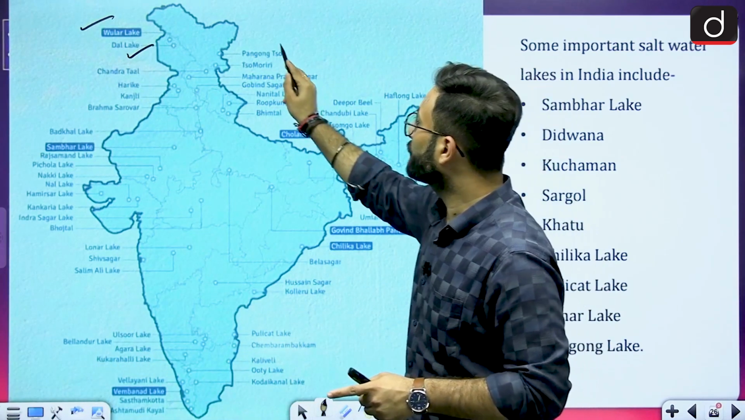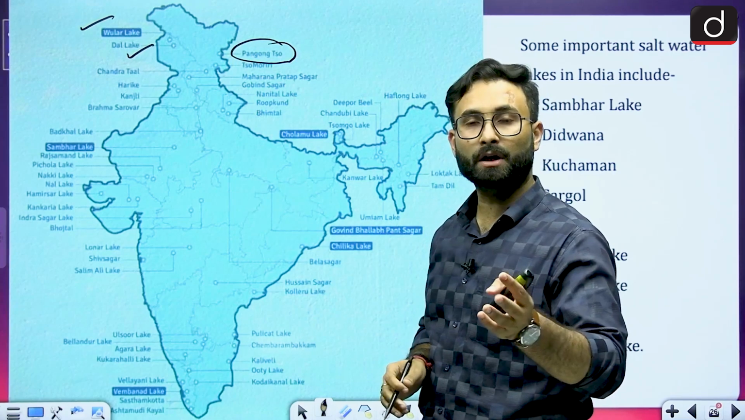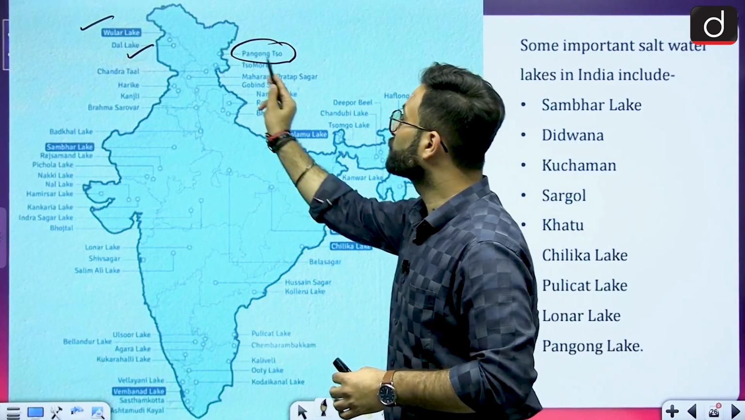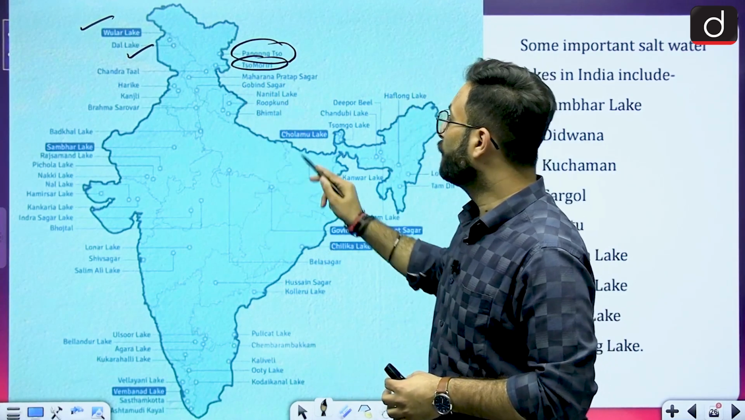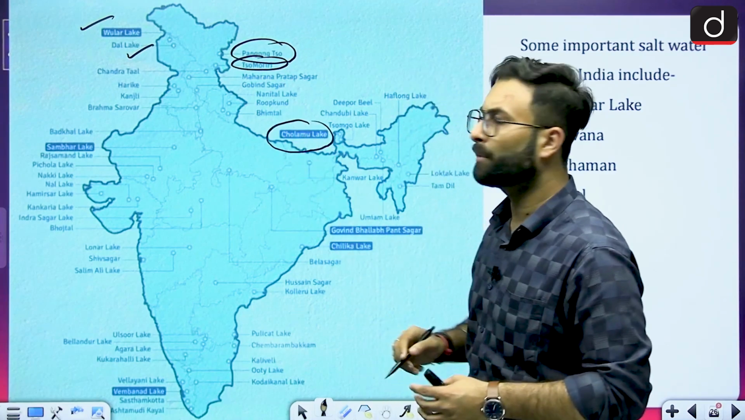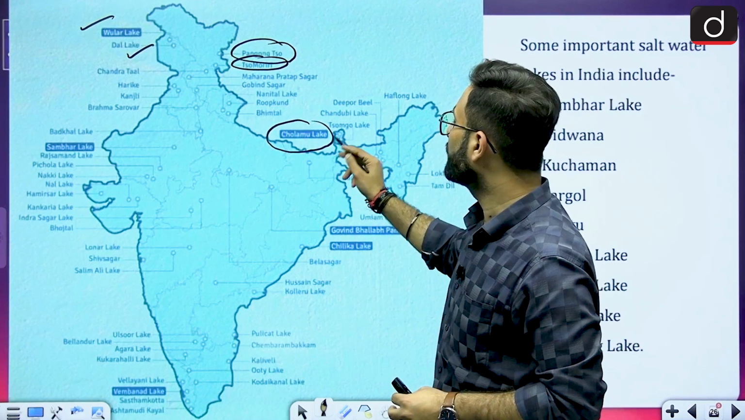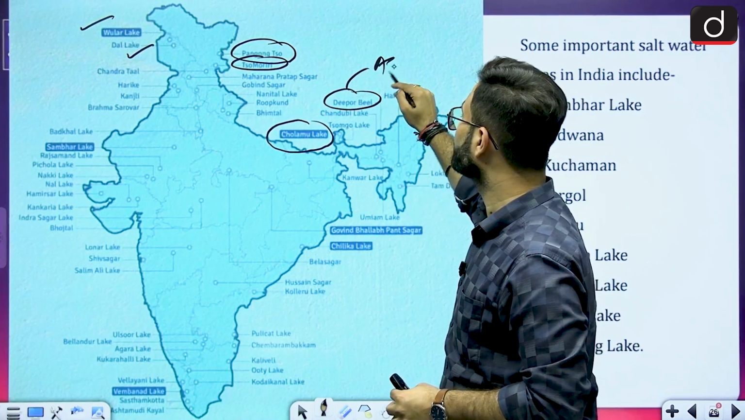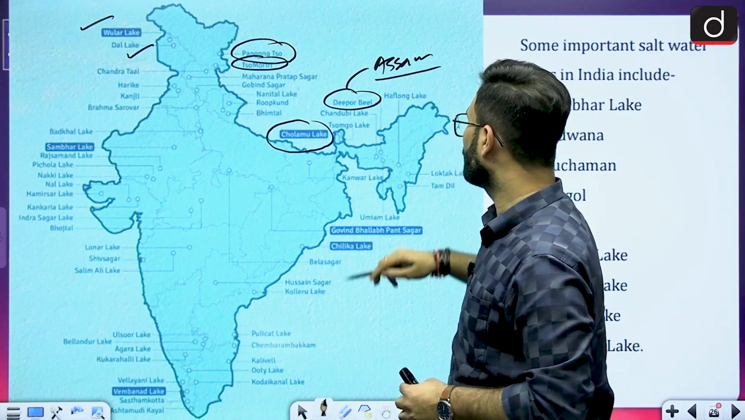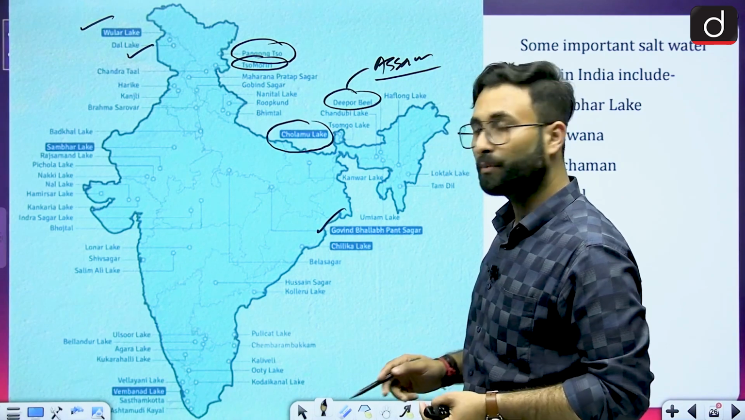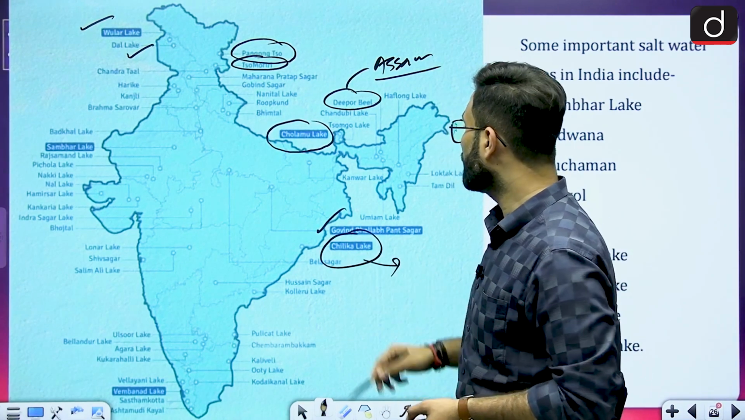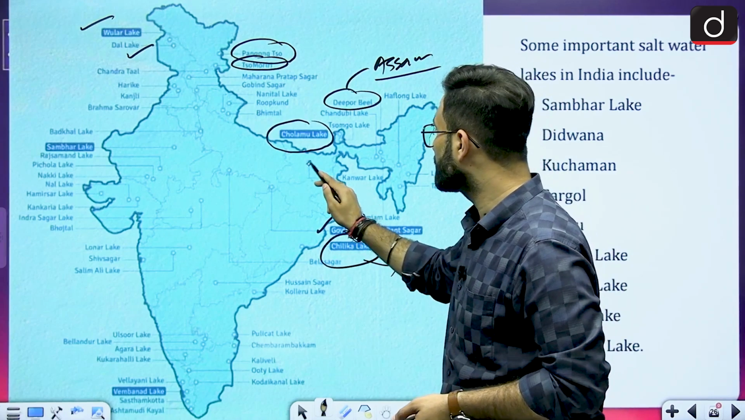Other than that, when we talk about the Pangong, that becomes very important because it has been in the news throughout. So Murari lake becomes important for you. Over here, when we talk about the various lakes, the Porbil, that is there in Assam, becomes important for you. Govind Ballabh Pant Sagar is important. Chilika lake is important. Okay, over here Kanwar lake is there, that is basically in Bihar.